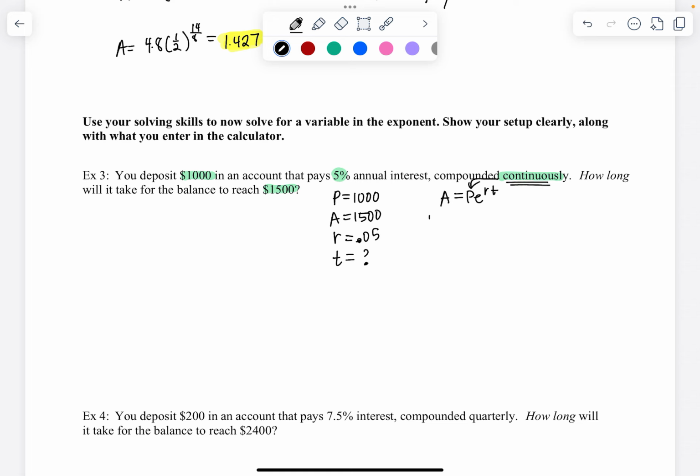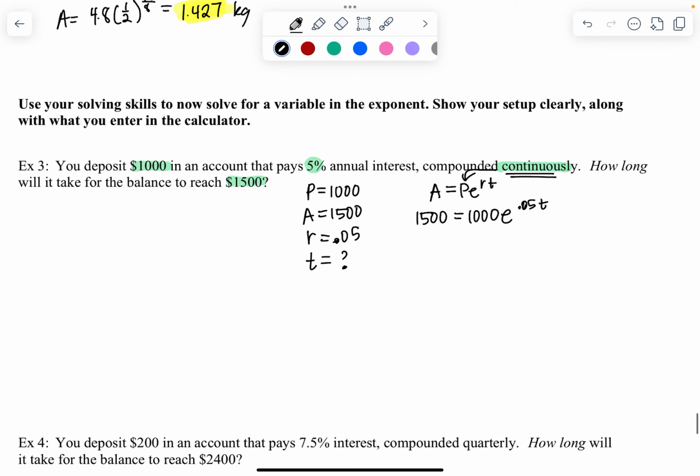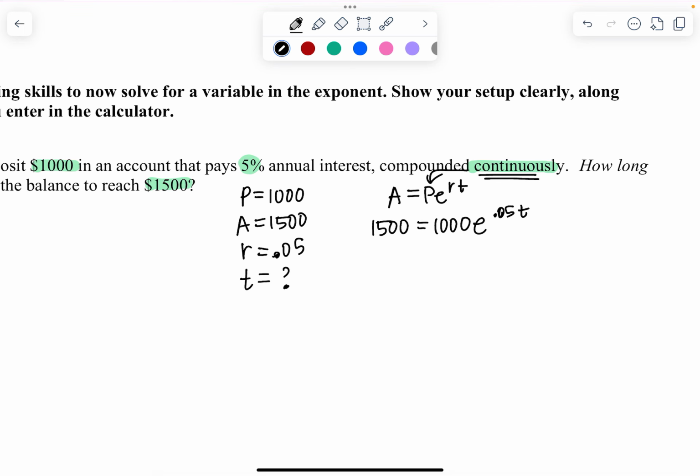Okay, and so I can plug in the information I have. And then E is not a variable, it's a constant. There's a button for it. And then 0.05 T. And so we need to solve for T. And so our first step is to isolate the exponential expression. And so we need to divide by 1,000 first. Okay, and you can leave it like that for now.